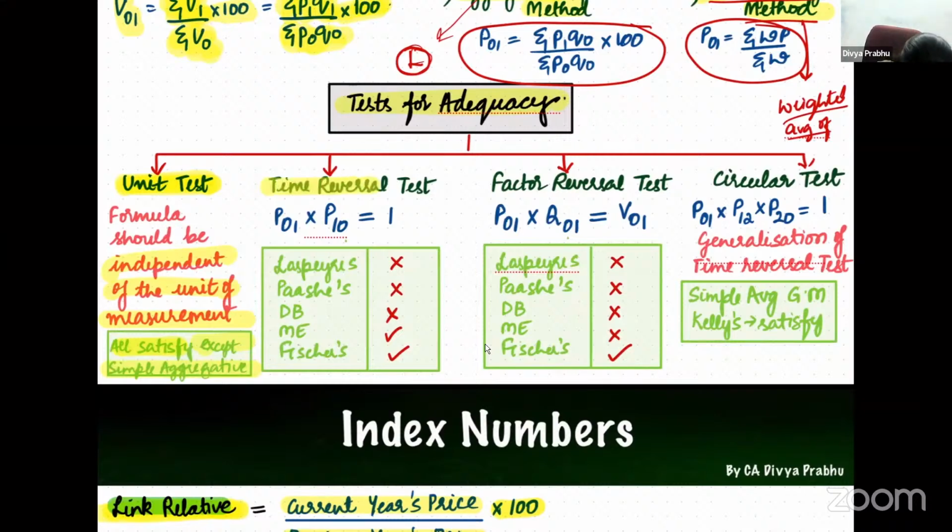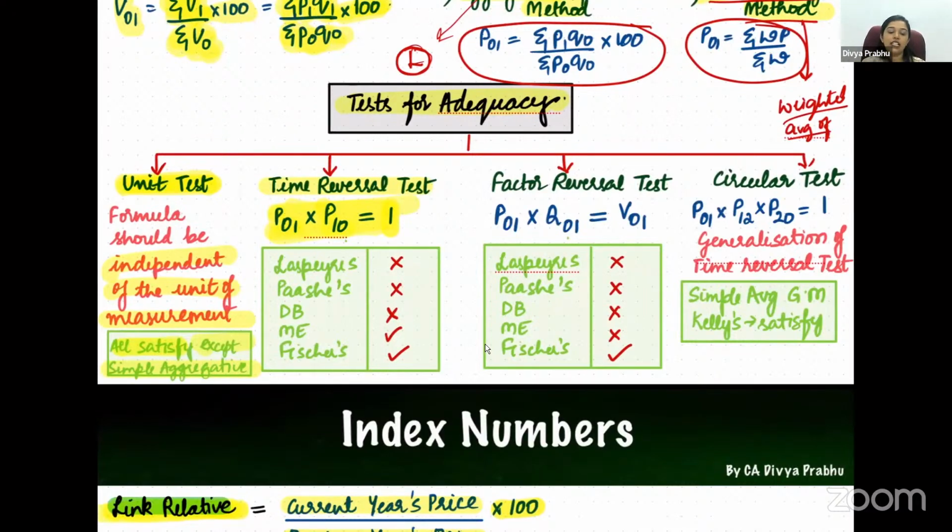Next, time reversal test. The time reversal test says that when you are reversing the time, the answer should be the reciprocal, which means P01 into P10 should be equal to 1. Basically, your answer should be reciprocal. Only then you will get 1. Got it? P01 means I am taking current year by base year. If I am reversing the time, base year by current year, my answer also should reverse. Only then P01 into P10 is equal to 1.